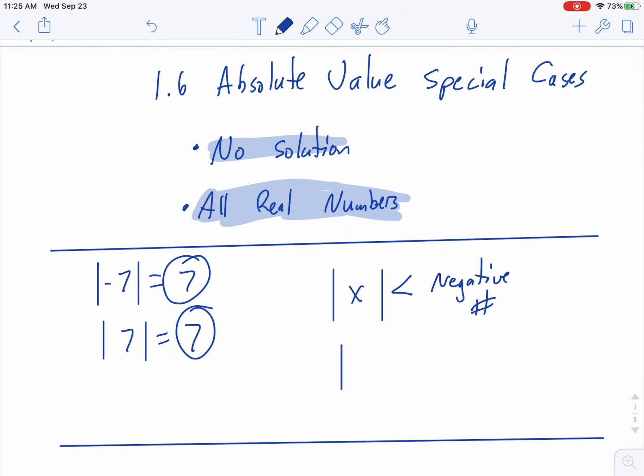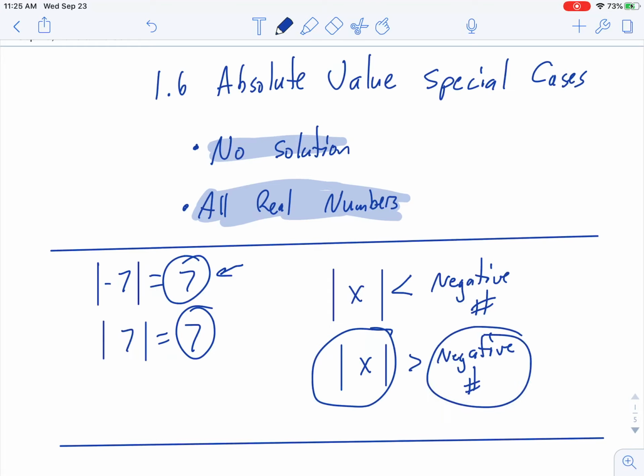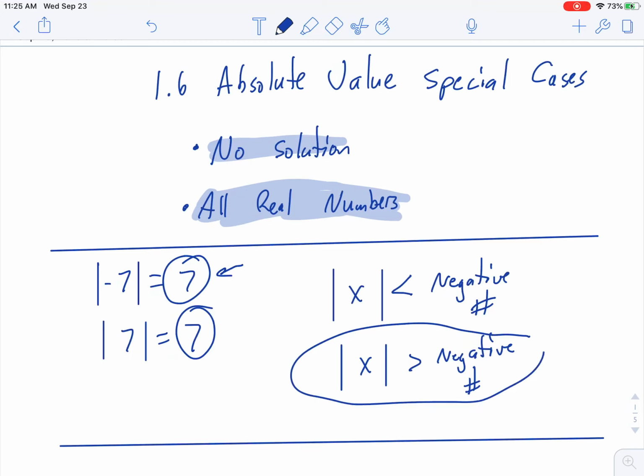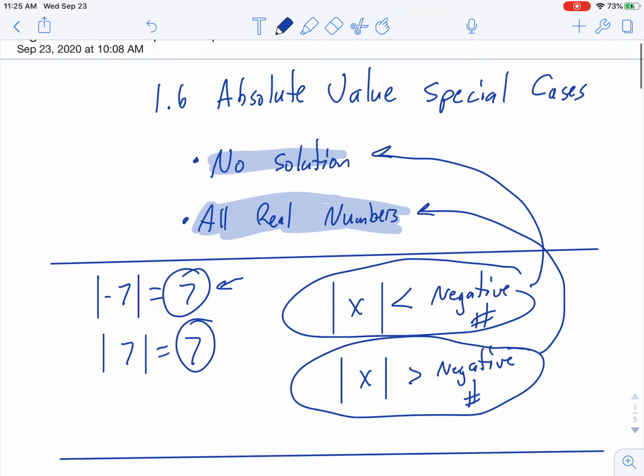What if I present you with a scenario where an absolute value is greater than a negative number? Well, absolute values turn things positive. So of course, positive numbers are greater than negative numbers. That's common sense. So that means this is always true. So what we have is this is never true. That's like no solution. This is always true, all real numbers.